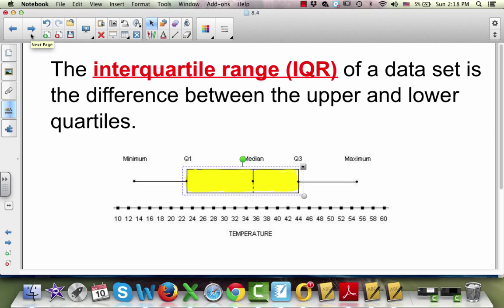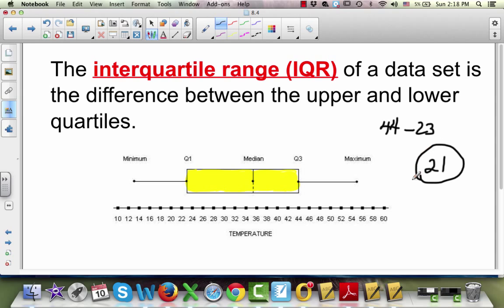All right, the interquartile range, the IQR, that's how you'll write it. You'll still say interquartile range every time. The interquartile range of a data set is the difference between the upper and lower quartiles. The upper quartile is quartile 3, and as you see here, it's 44. The lower quartile is about 23. And it's the difference between the two. So the interquartile range of this data set is 21.